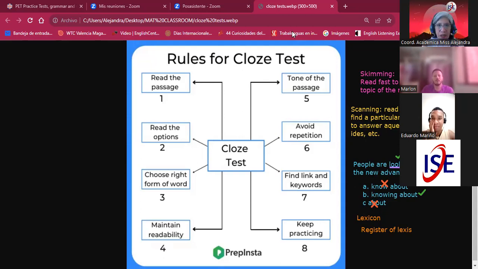Do you have any question about the rules for Cloze tests, skimming, scanning, and register of lexis or register level of words? Okay. It's okay for you, it's okay for me too. Marlon? It's okay. Nice. So now let's go to the real world.